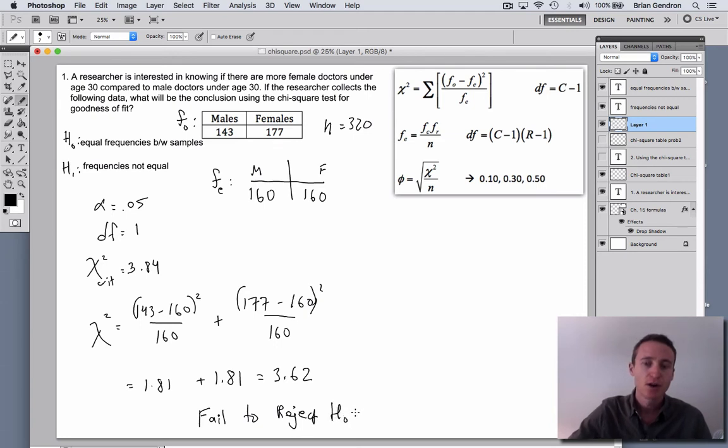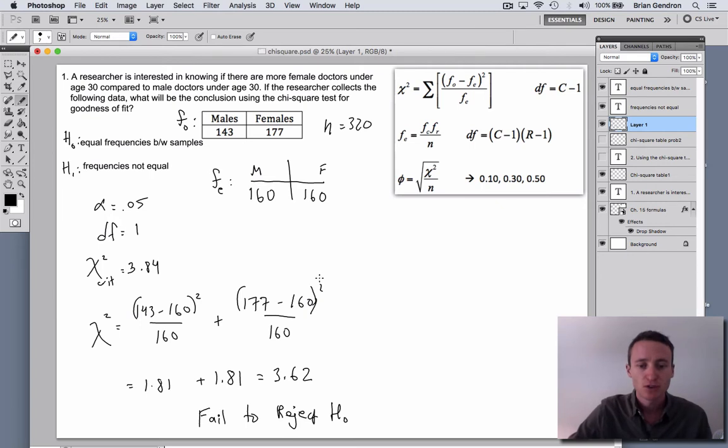H0. So in this context, what that means is that according to this sample of 320 people, there is not more female doctors under age 30 compared to male doctors. So we basically have to assume that the difference we're seeing here between 143 and 177 is just sampling error. It's not a large enough difference for us to conclude that among the population, there's more females than males.